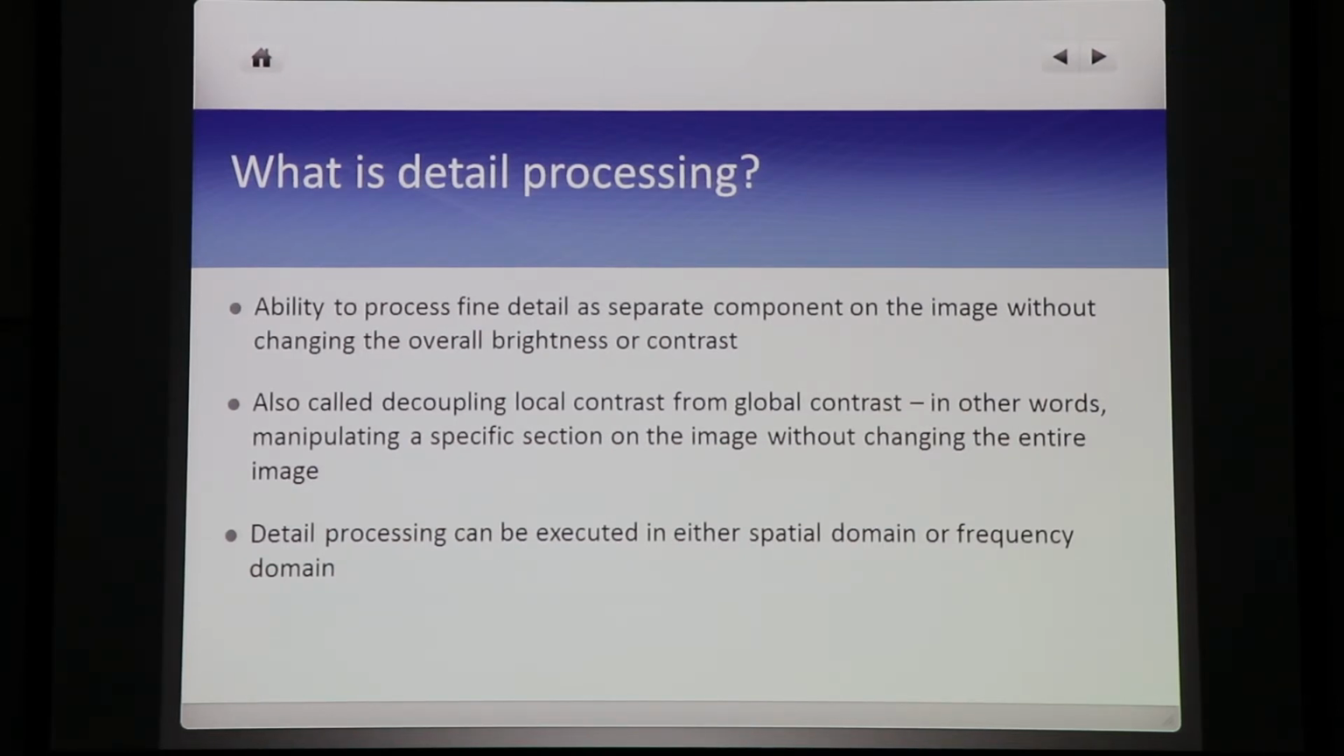Detail is something different. On the system, it's the same thing. They call it decoupling local contrast from global contrast. Essentially, that means you can manipulate a specific section or object on the image without changing the entire image. Detail processing can be executed in either the spatial domain, which is the matrix, or the frequency domain. It's not going to be executed under the intensity domain, because the intensity domain is what changes the brightness and contrast, and detail processing is not doing that.